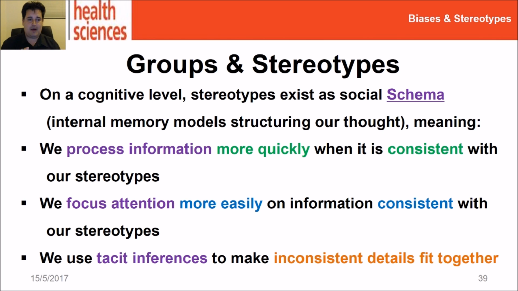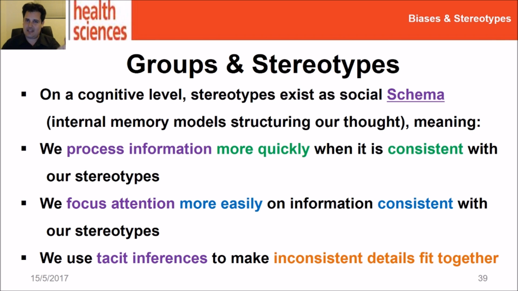The 3 main things to keep in mind are: we process information more quickly when it's consistent with our stereotypes. So that's an important thing to keep in mind here, that seeing our stereotypes be defied is difficult to wrap your head around, and yet we're very quick to wrap our heads around seeing what we were already expecting. We focus attention more easily on information that is consistent with our stereotypes. Again, that's part of what gives them their momentum, and most perniciously, most insidiously, we use tacit inferences to make inconsistent details fit together when we think we are seeing our stereotypes be defied. You know, when we see a particular group of people who we associate with being dangerous or criminal or something like this, being perfectly benign, we often make guesswork.